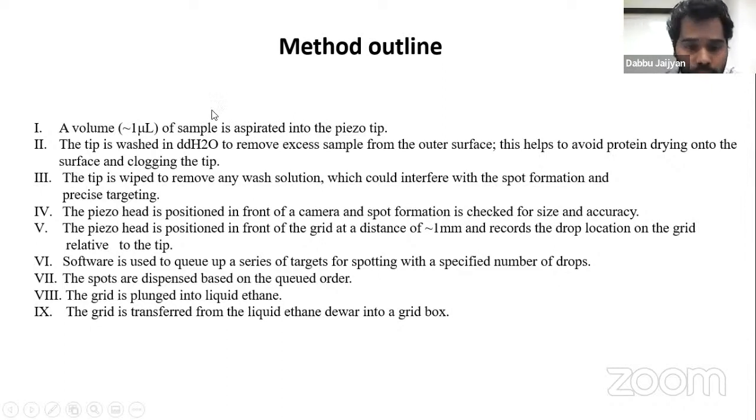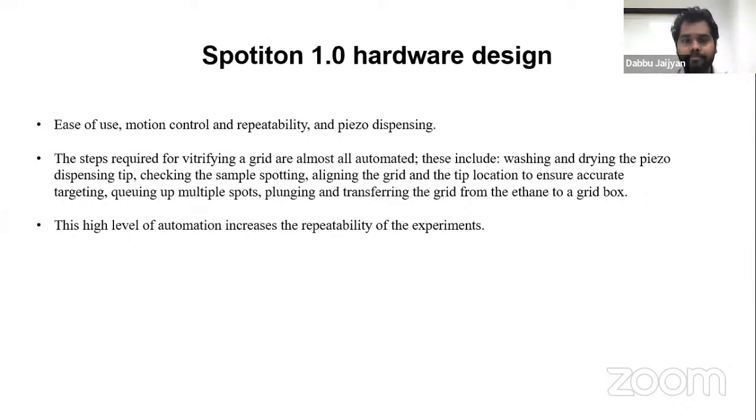So the whole process, from taking the samples to transferring the grid from the liquid ethane to the grid box in liquid nitrogen, is all automatic and highly controlled. This device, the Spotiton, has highly controlled motion, tweezers and other components that control precisely. That's how this method involves minimum human interference. Everything is controlled by the computer and the software. The method that was developed in 1984 is a process we do by hand, but here we can do everything with a robotic system.